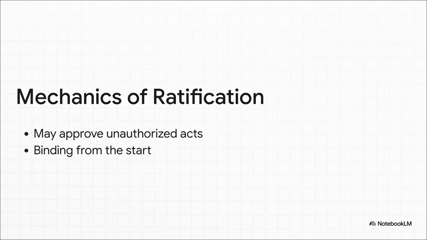Note the mechanics of this concept on the screen. The principal may approve unauthorized acts. This makes them binding from the beginning. This is the retrospective legal magic of ratification. If an agent acts entirely without authority, the principal can later step in and say, I accept this. Once ratified, the law treats the contract as if the agent had full authority from the very first second the contract was made. It cures the defect entirely.